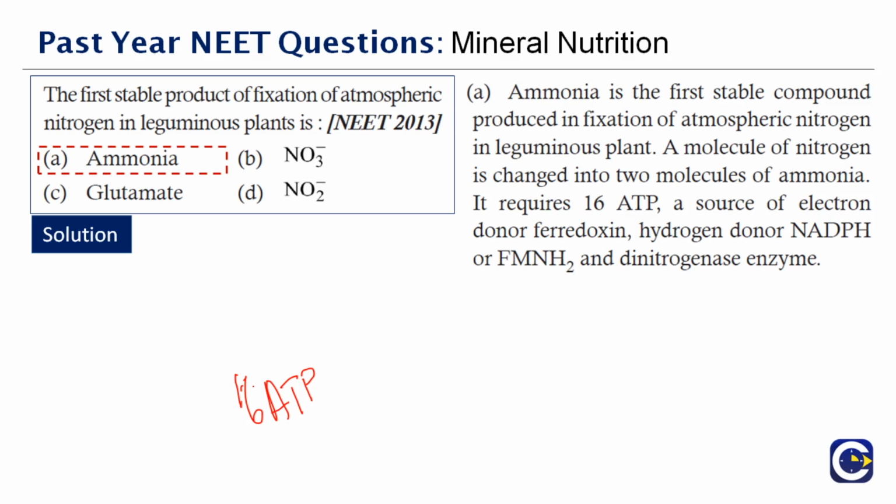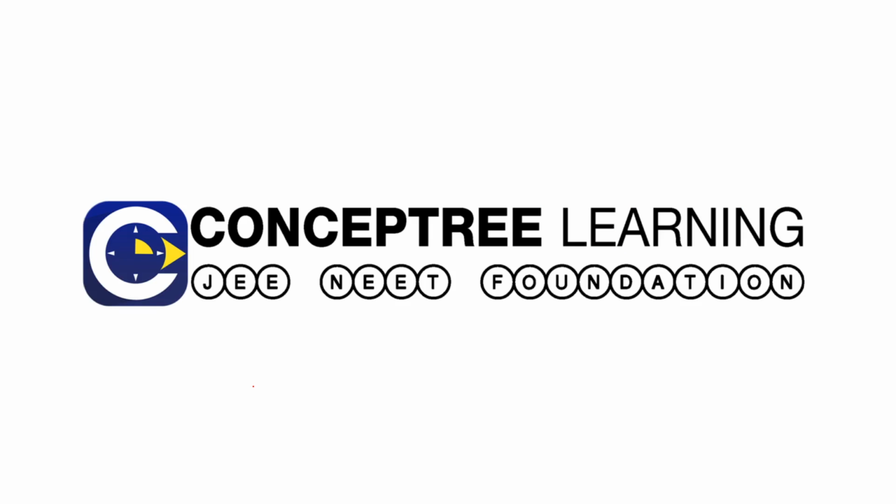So you can see the other enzymes also which are involved in this. So the first stable product of fixation of atmospheric nitrogen in leguminous plants, the first thing that will be formed is ammonia. Okay, so with this we complete the mineral nutrition part 2.